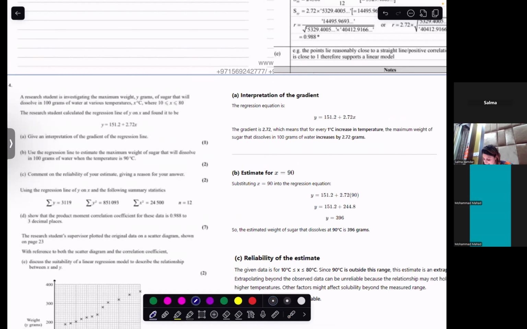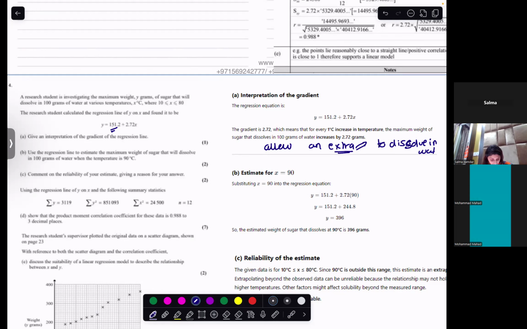Look at the words that I said. It will allow an extra 2.72 grams to dissolve in water. Why did I say extra? Because it increases. This much, 151.2, is definitely going to dissolve, right? Okay, fine. Come on, read the B part.